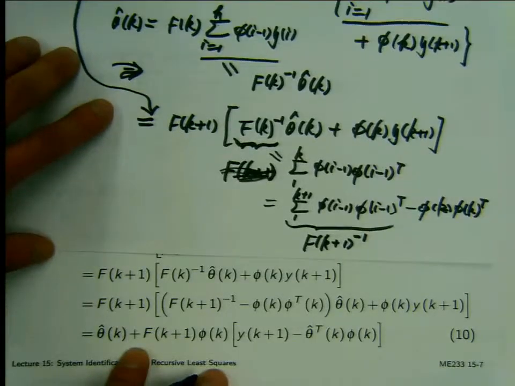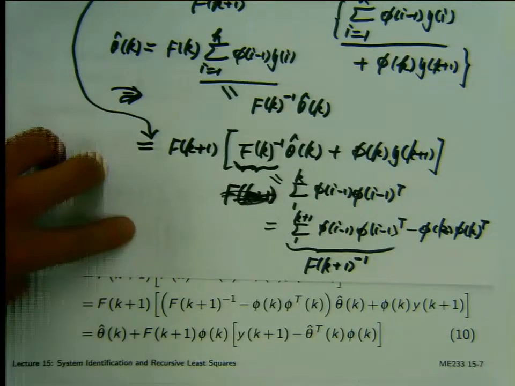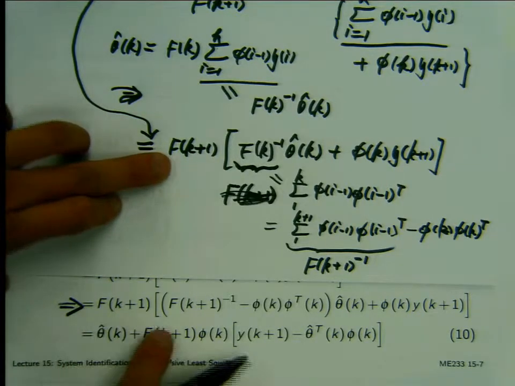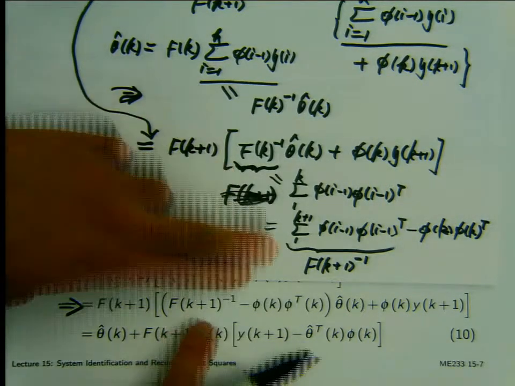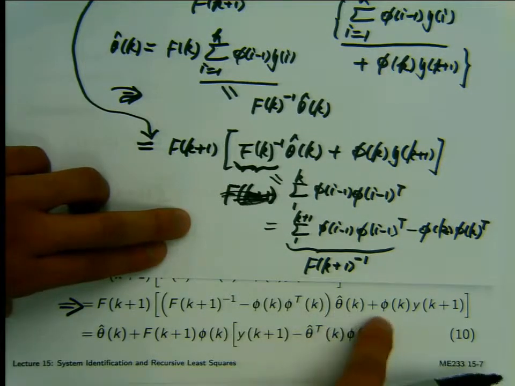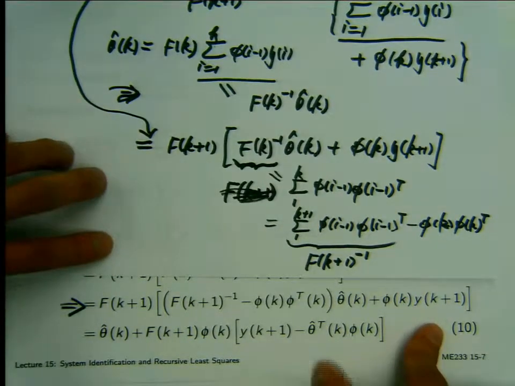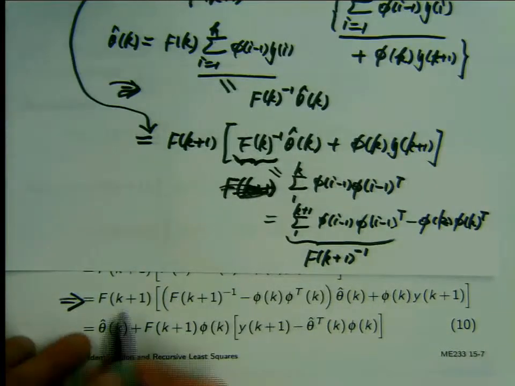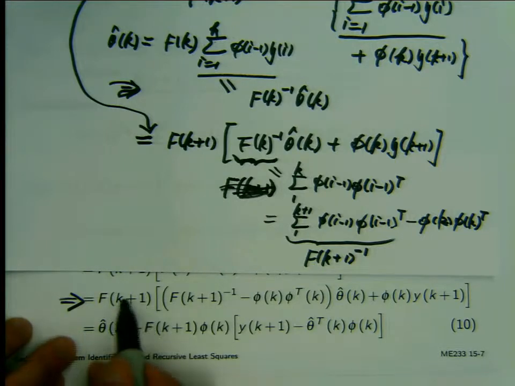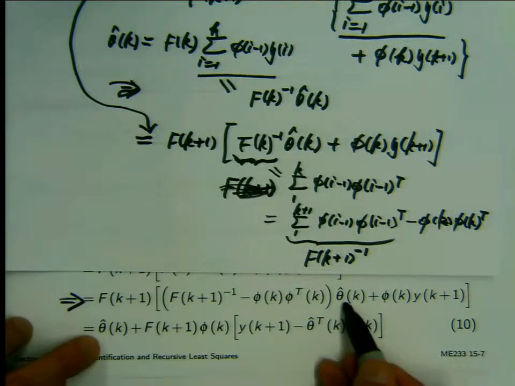So I think so far we have explained everything up to this step. We're right now here: F_{k+1}, and then inside it's going to be F_{k+1} inverse minus this guy times theta hat k, then plus phi k y_{k+1}. Okay? Then finally, you just need to factor out this part. Then you're going to get itself times its inverse, then it's going to be identity times theta hat k.